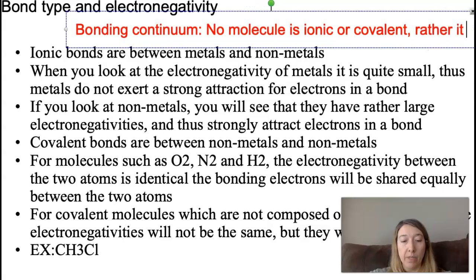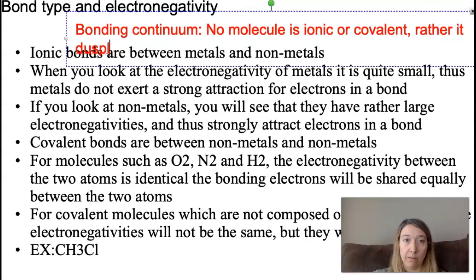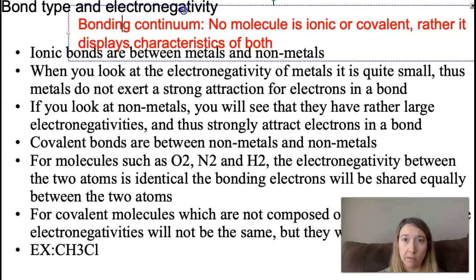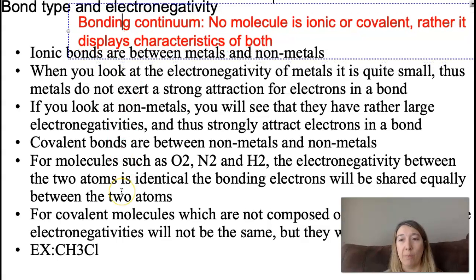Rather, it displays characteristics of both. Sorry, I'm kind of writing over other writing. I'll try to shift that up a little bit.